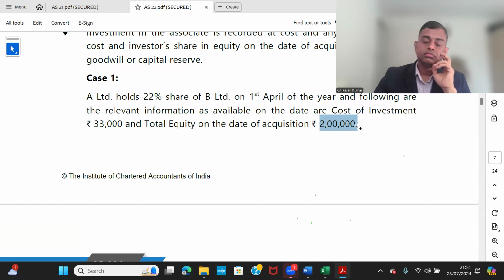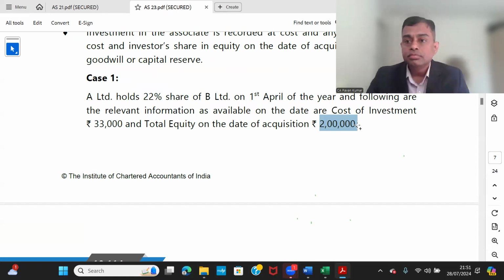2 lakhs into 22%, how much? 44,000. How much you invested? 33,000. Minus 44,000. So 11,000 is your capital reserve or goodwill? Capital reserve.